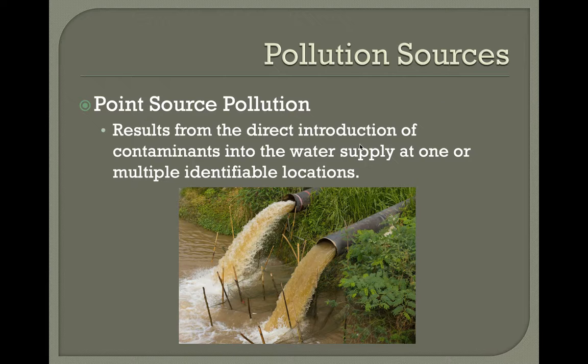There are some different types of pollution sources, some places that pollution actually comes from. And the first, we're going to look at point source pollution. Point source pollution results from these contaminants directly being introduced into the water. And you know exactly where it's coming from, one or multiple identifiable locations. So with point source, we can literally point to the source of where it's coming from. Point source pollution is actually going to let us know exactly where that pollution is being entered into the water supply.